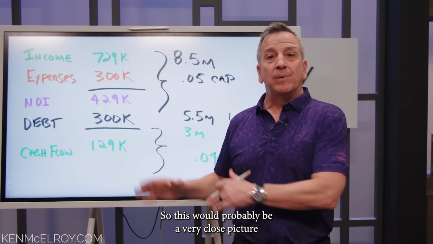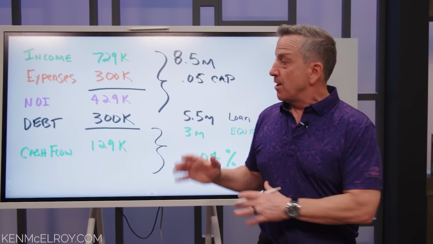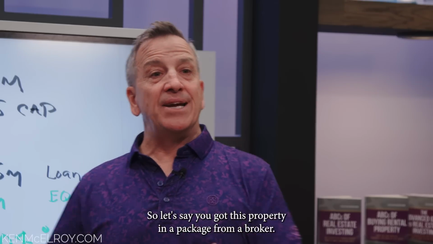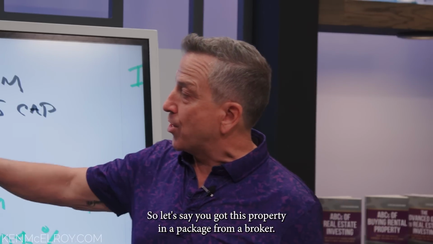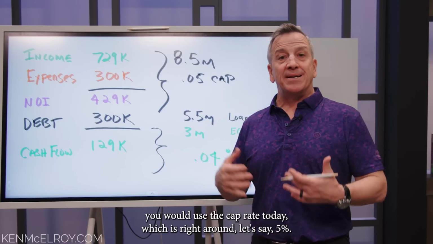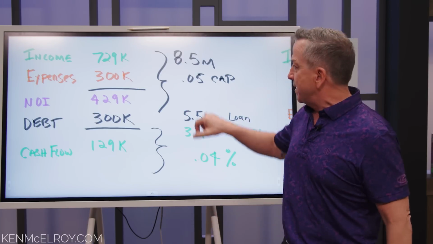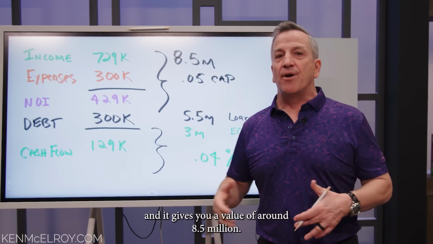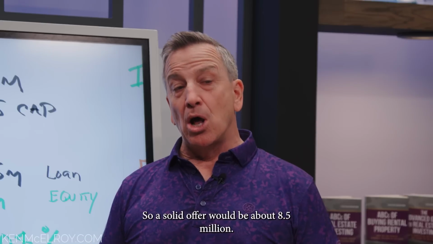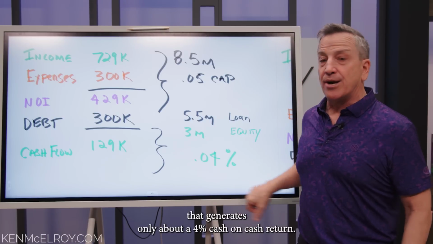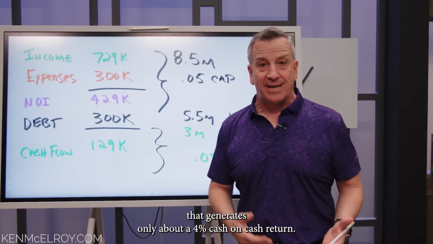This would probably be a very close picture of exactly what the bank would do if you were to buy this property today. So let's say you got this property in a package from a broker. You would take the $429,000 and use the cap rate today, which is right around, let's say, 5%. You take 5% and divide that into the 429, and it gives you a value of around $8.5 million. So a solid offer would be about $8.5 million. The problem with this right now is, as you can see here, that generates us only about a 4% cash-on-cash return.